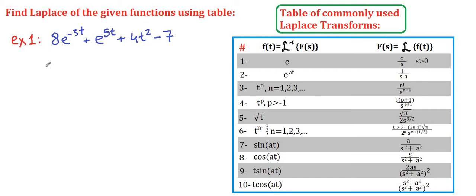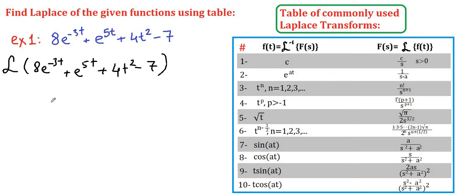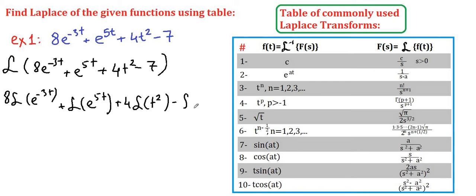Example 1. We're going to take the Laplace of this given function. So our first step is to wrap the whole function in Laplace: 8e to the negative 3t plus e to the 5t plus 4t squared minus 7. The plus is the linear operator, so we can separate each term and take out the coefficient. So we can rewrite this as 8 Laplace of e to the negative 3t plus Laplace of e to the 5t plus 4 Laplace of t squared minus Laplace of 7.